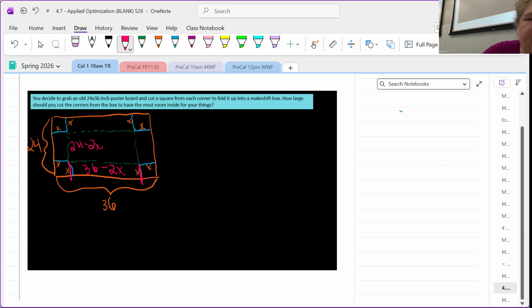All right, so I've got the dimensions of the rectangle on the bottom. So when I fold up the box here, I'm going to make this more 3D looking. So this is my 36 minus 2x. This is my 24 minus 2x. And then how tall is the box going to be? Yep. That's the side length of my Post-its.